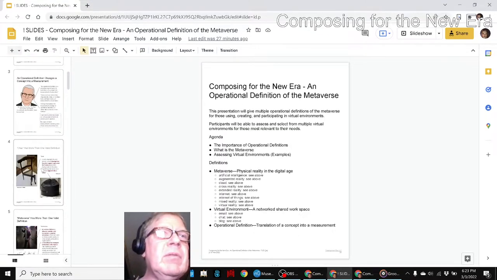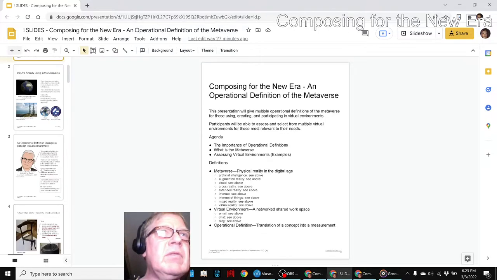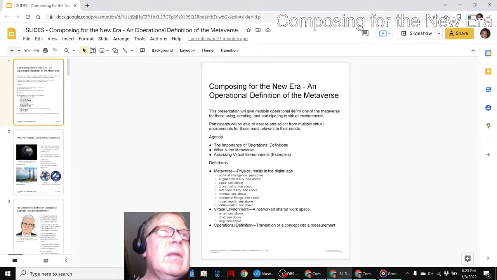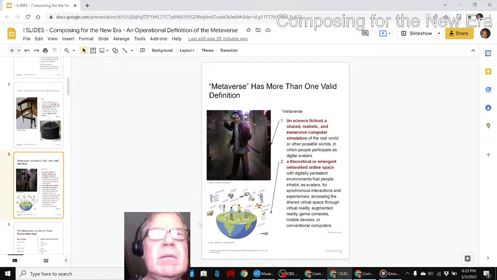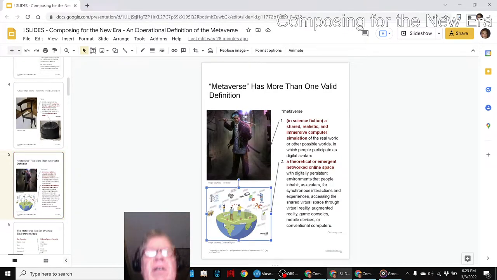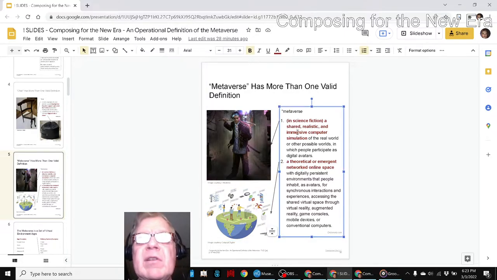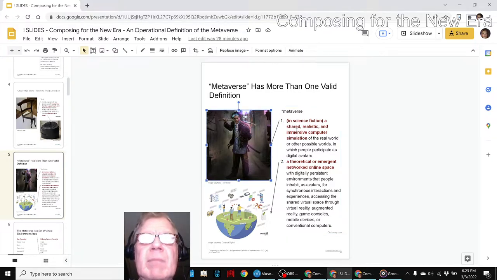You'll see where we put that slide somewhere down. Where did we put that slide? We put that slide here. There it is, right there. That little image got put in there, representing a theoretical or emergent space. So we like the abstract GIF quality of it. Whereas this science fiction definition of the metaverse, we use the good old hero protagonist that we used in previous versions.